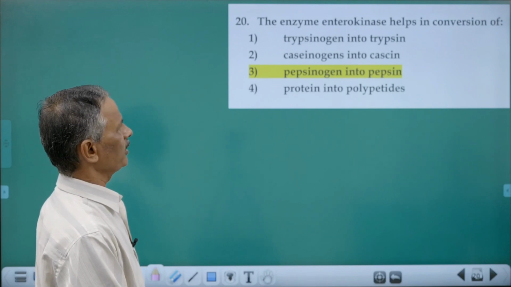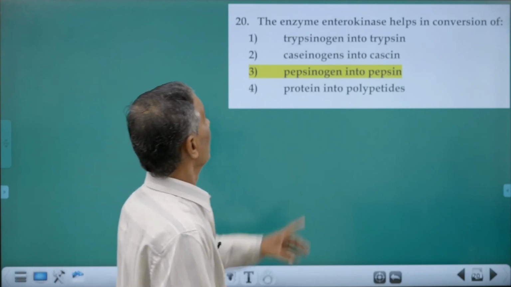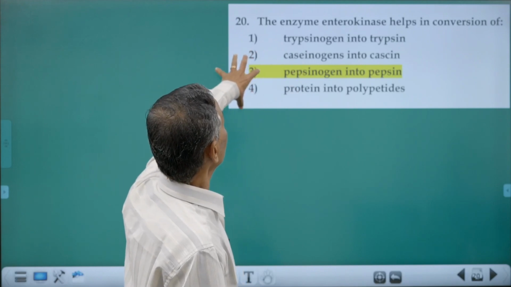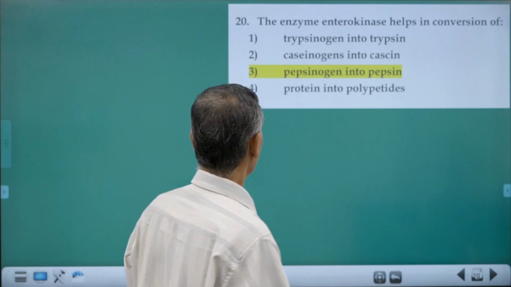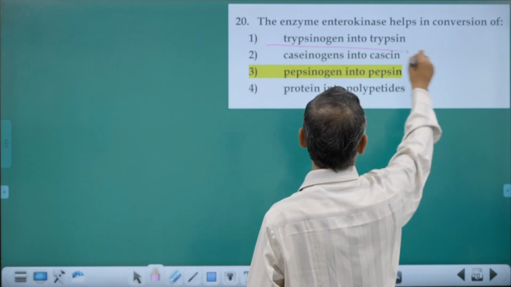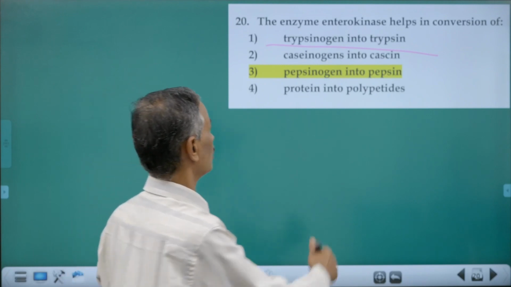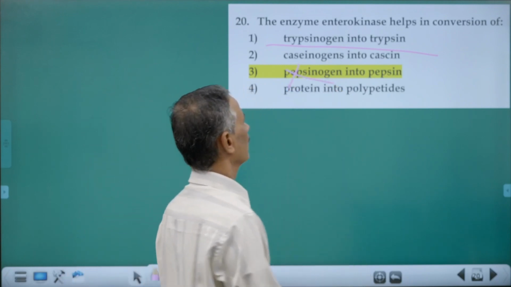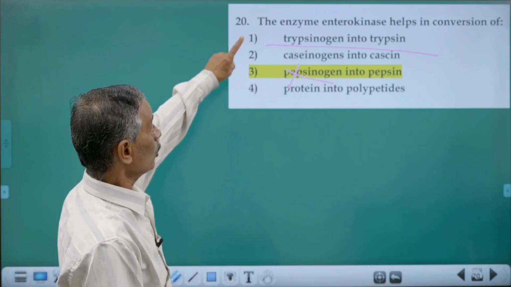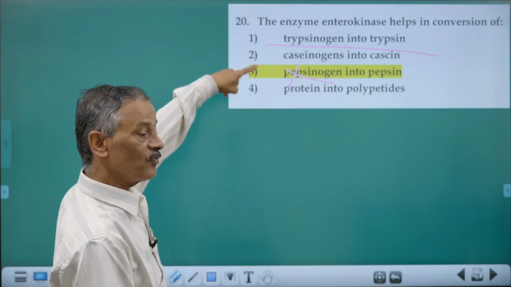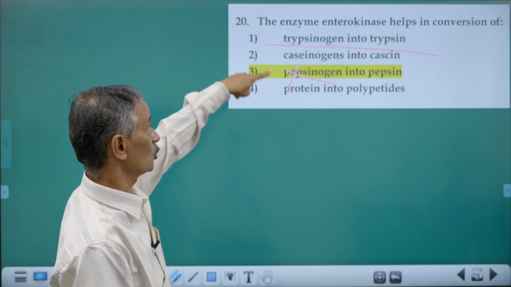Enzyme enterokinase helps in conversion of. Remember, enterokinase is an activating enzyme which is responsible for the conversion of trypsinogen to trypsin, not pepsinogen to pepsin. It is marked wrong. Enterokinase, it is an activating enzyme present in Succus entericus. It activates trypsinogen to trypsin.